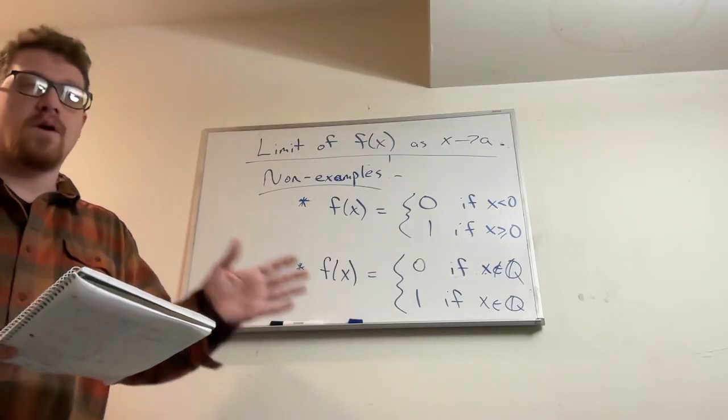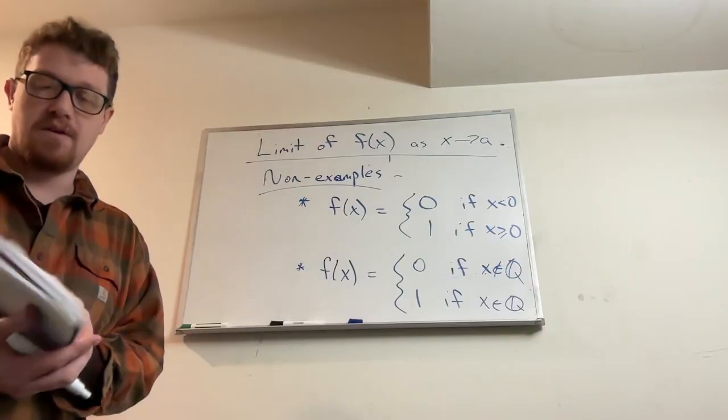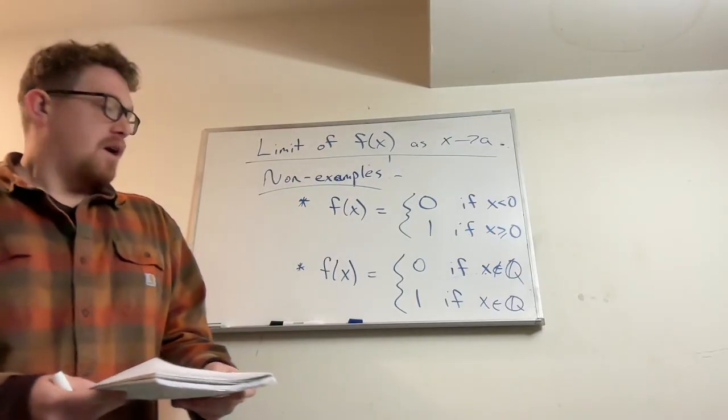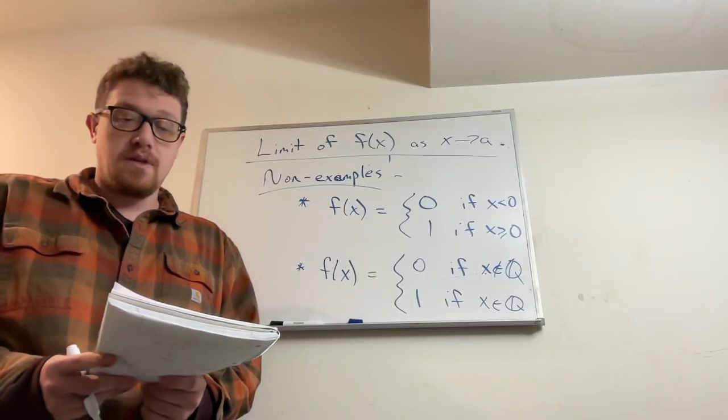At a particular point versus at some other point. It might be continuous at one point, not continuous at another, for example. Okay, and then let's just do some examples of limits.